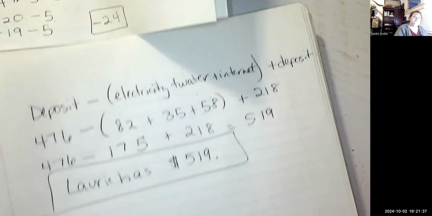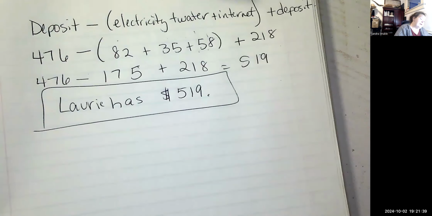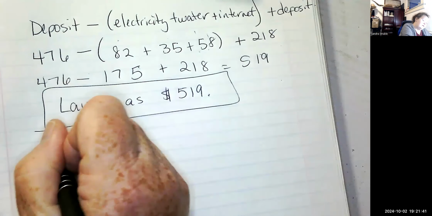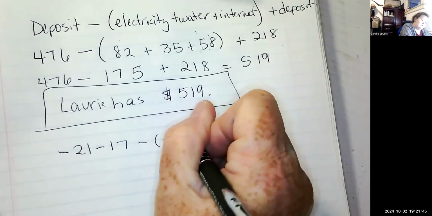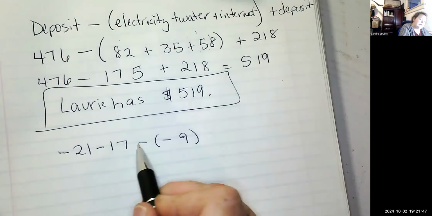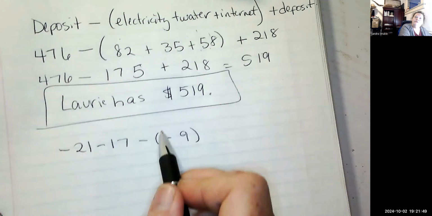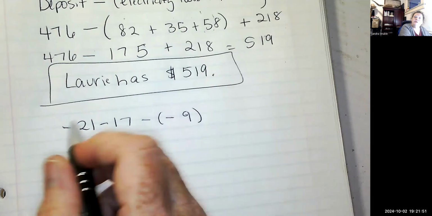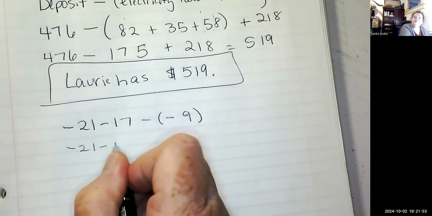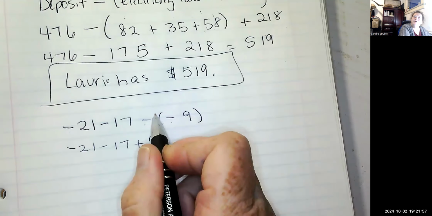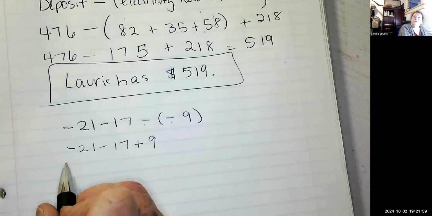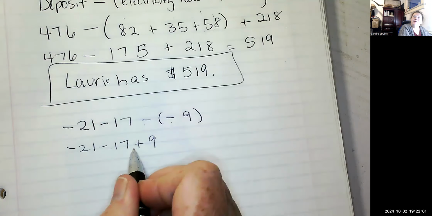All righty. Let's go to the second one. Number 2 is negative 21 minus 17 minus negative 9. All right, I have to take care of the multiplication here first. So I'm just going to bring down the negative 21 minus 17. Negative times negative is a positive 9. Remember, there's an assumed 1 out here. So now we're subtracting and we've got addition.